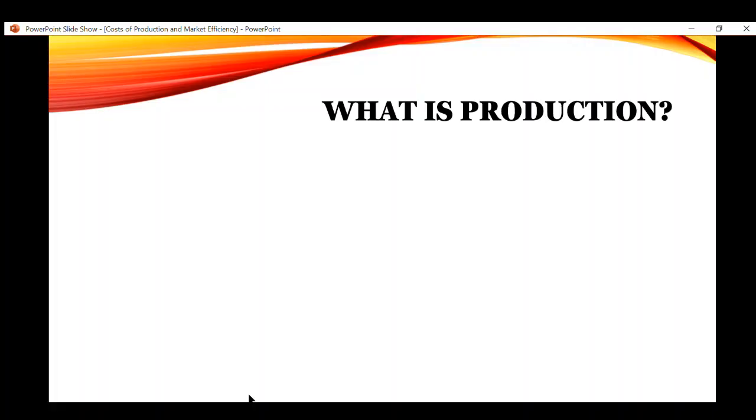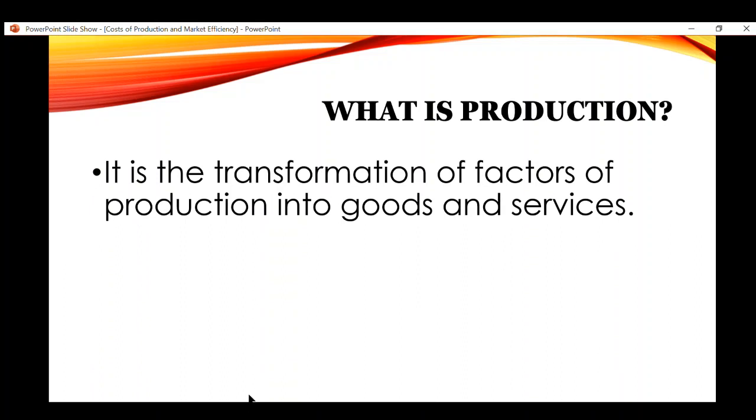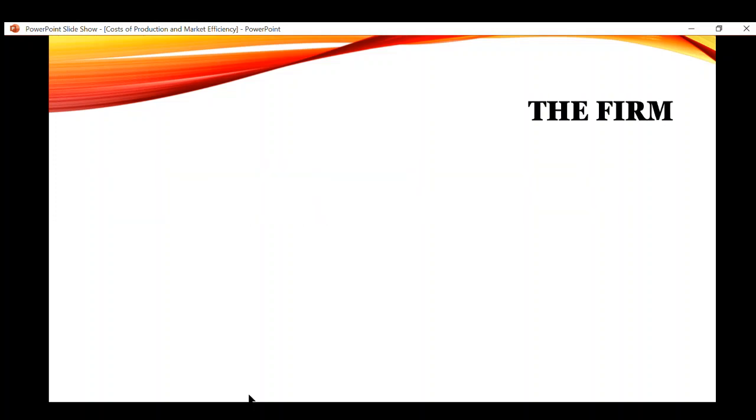So first, let's talk about production. Production is the transformation of factors of production into goods and services. And what are these factors of production? We already know that the factors of production include land, labor, capital, and entrepreneurship. When combined, these enable us to make our goods and services.